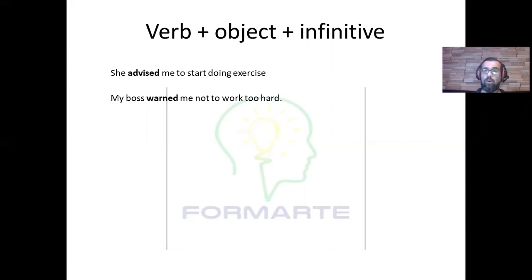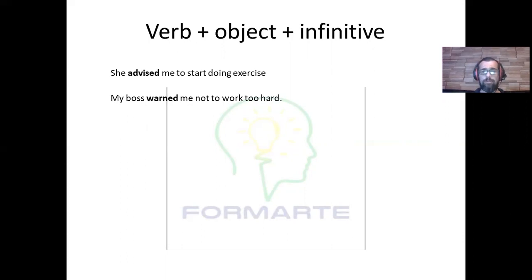Why is it called reporting? Reporting because we're reporting what somebody else said. In this case, what she advised. Or the other example, what the boss warned. I'm just telling people what the boss warned. Okay, so that's why they're called reporting verbs. So, for example, with the verb warn, I'm using, of course, the verb warn, the object me, and the infinitive to work. In this case, we're seeing the infinitive in negative, not to work. Okay, so that will be the example using these reporting verbs.